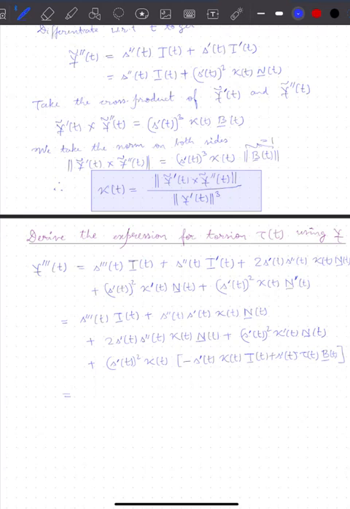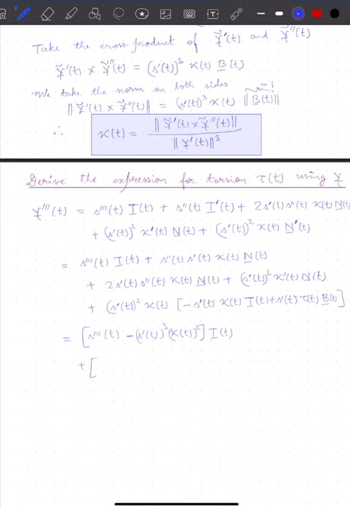You would want to rearrange things, everything in terms of t. So the first term and this term as well. So minus s prime of t whole cubed, kappa of t whole squared, T vector t. Sorry, this goes with T vector t.